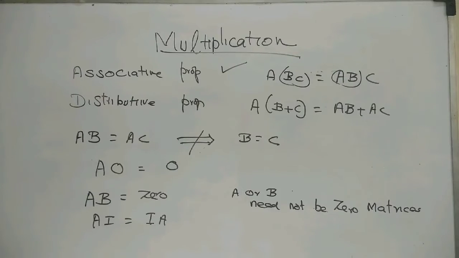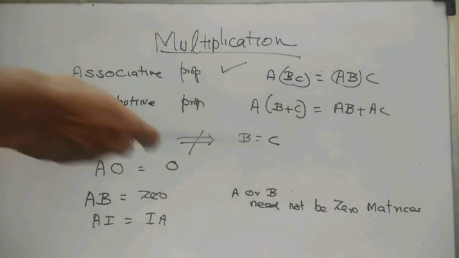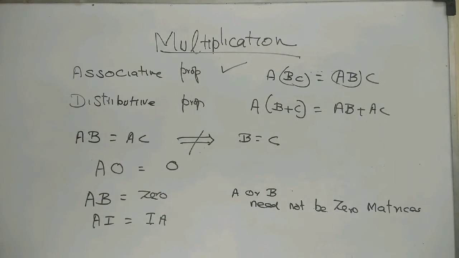Distributive property also holds good. A into (B plus C) is equivalent to AB plus AC. Suppose AB equals AC. You are finding the product of A and B and also the product of A matrix and C matrix, and you find that both are equal. That does not mean that B equals C.